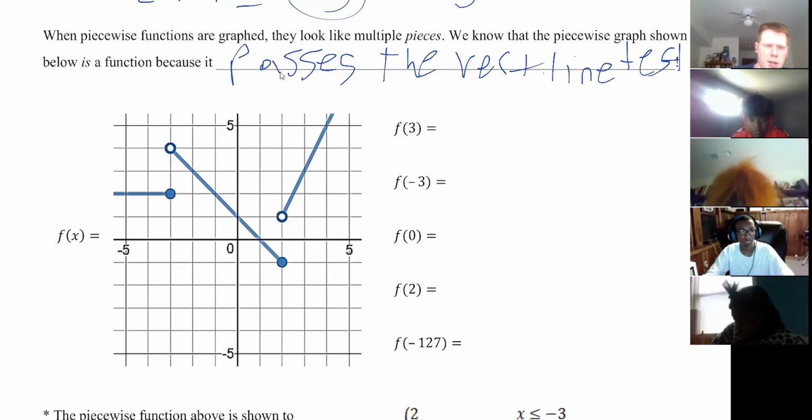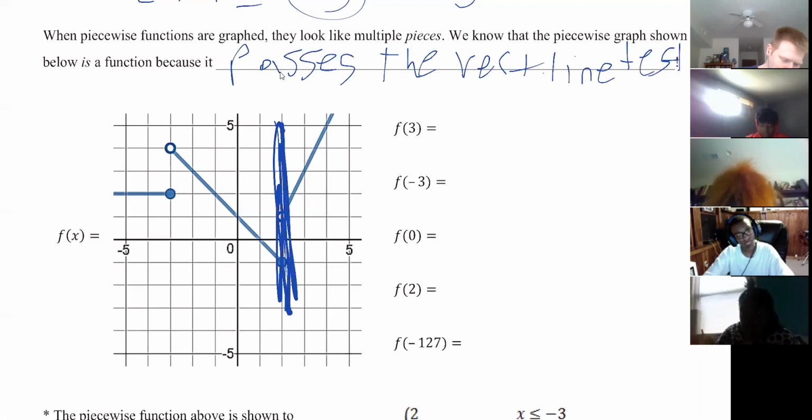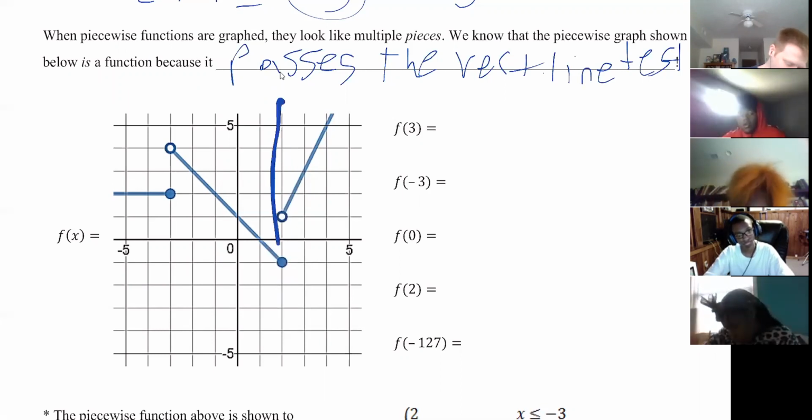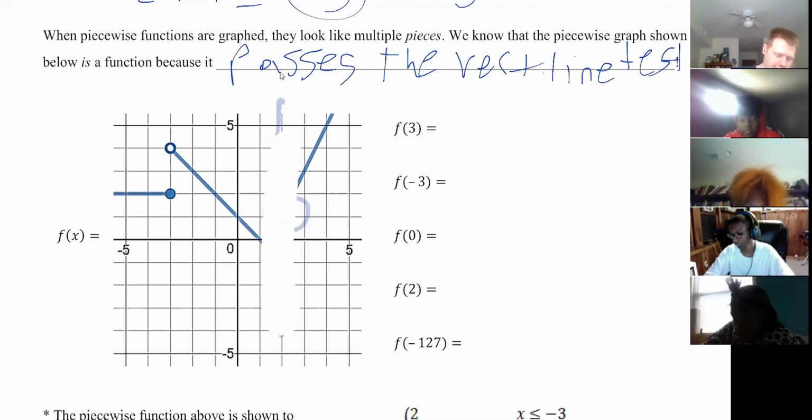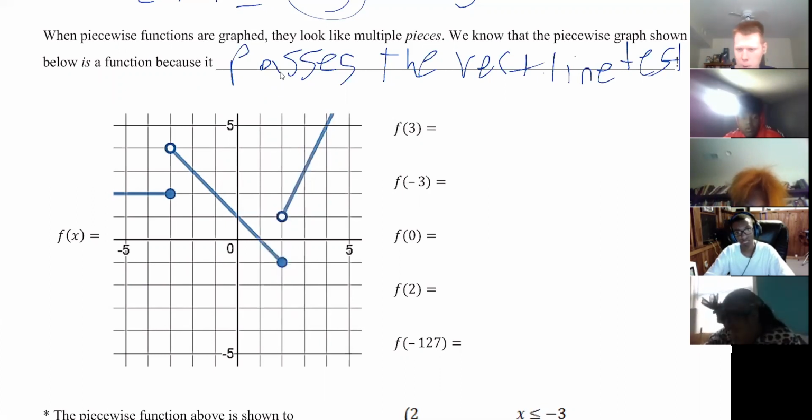For example, even here, you might be looking at this, let me see, can I make this thicker? You might be like, oh, it fails the vertical line test here. But since this is an open circle, remember that doesn't really count as a point. So it really only hits one spot. So this does pass the test, even if at first glance it doesn't. So be careful if you have an open circle or a value that's not included.